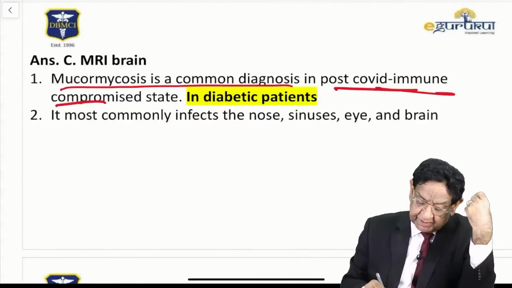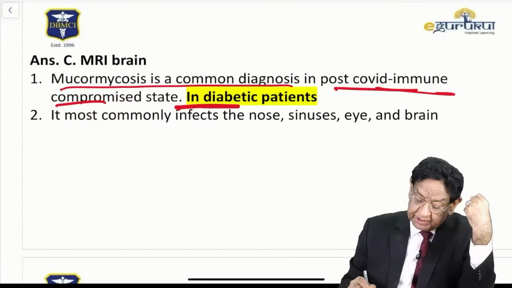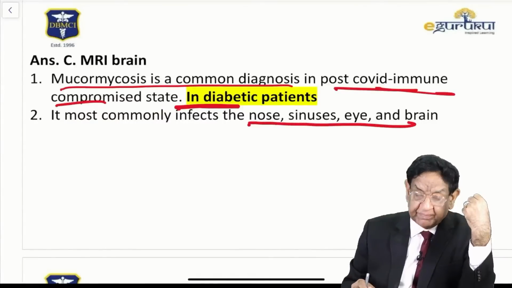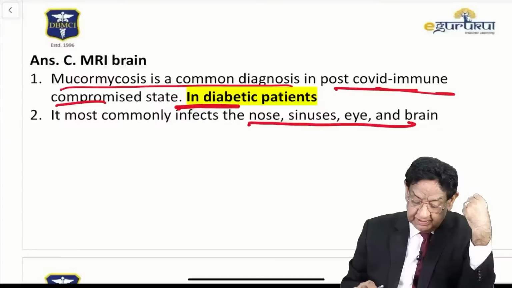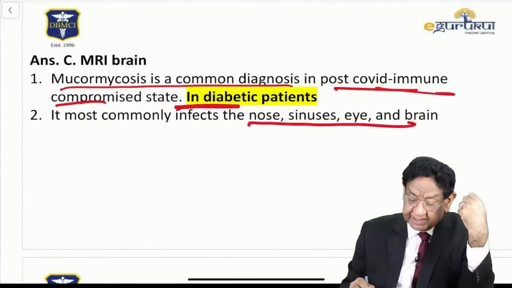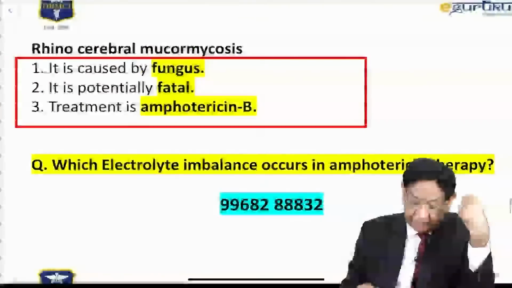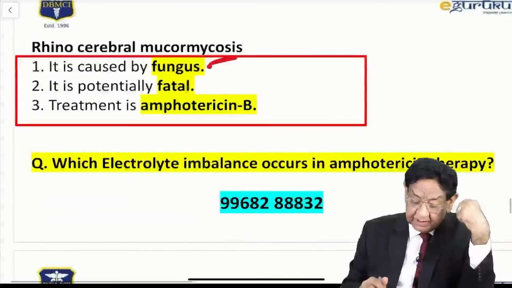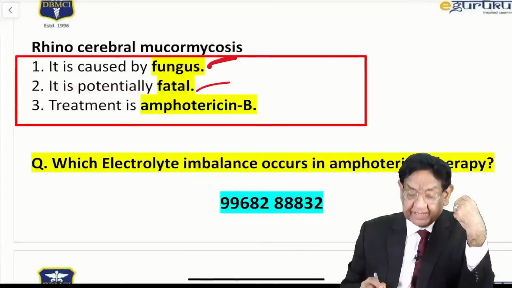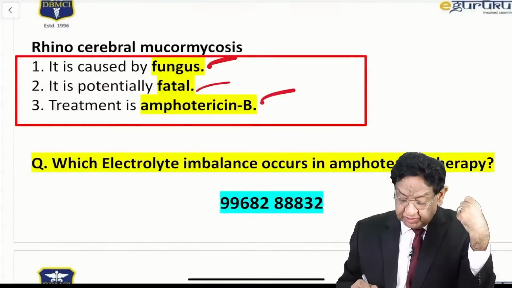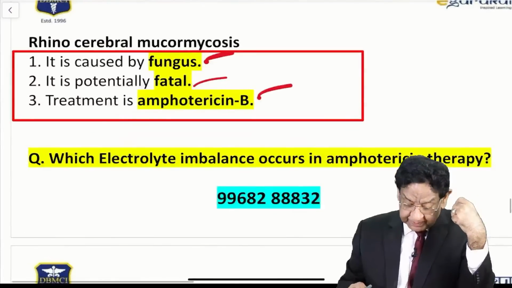But it has come to notice, very much notice, after the COVID. In diabetic patients in particular, it affects the nose, sinus, eyes and brain. Right? So diabetic patient is the keyword in this particular slide. Now the other keyword is fungal infection. It's fatal if you do not treat, and the drug of choice is amphotericin B.